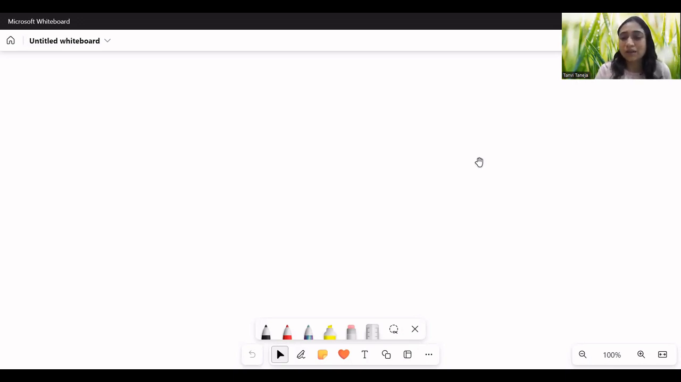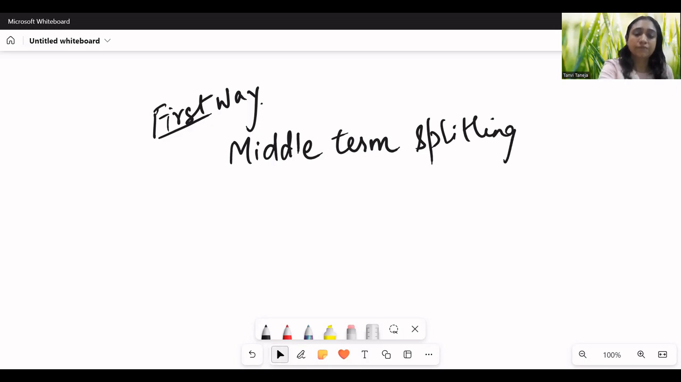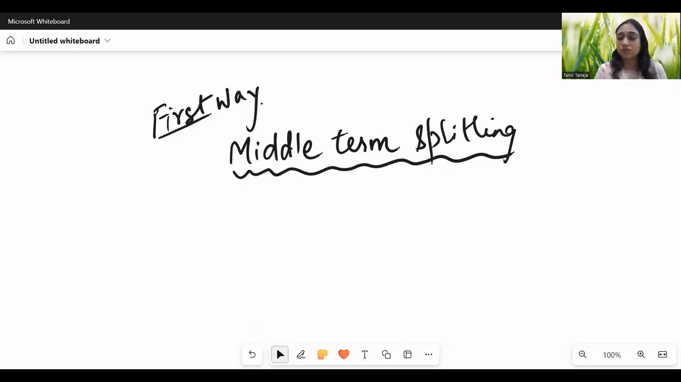And as you know, in the last video, part one, we discussed quadratic equations, what the standard form is, and the way you can find the roots of the quadratic equation. That was the first way. I'll just repeat the first way. What was the first way? By the middle term splitting method. This was my first way by which we can solve the quadratic equation.